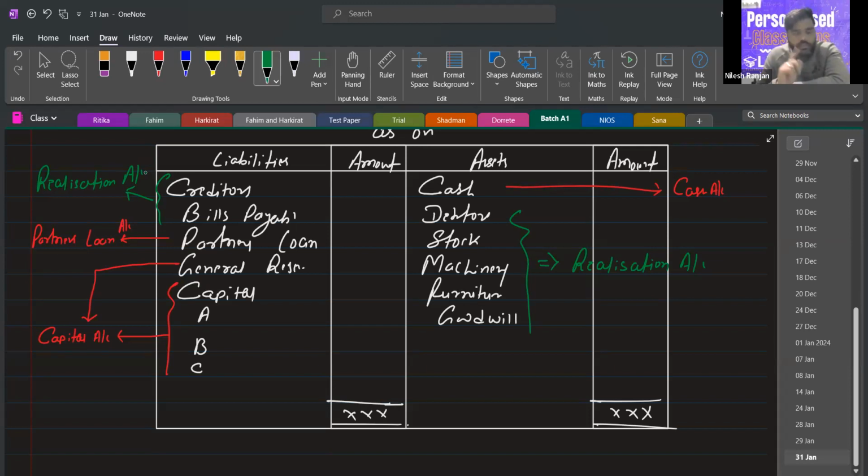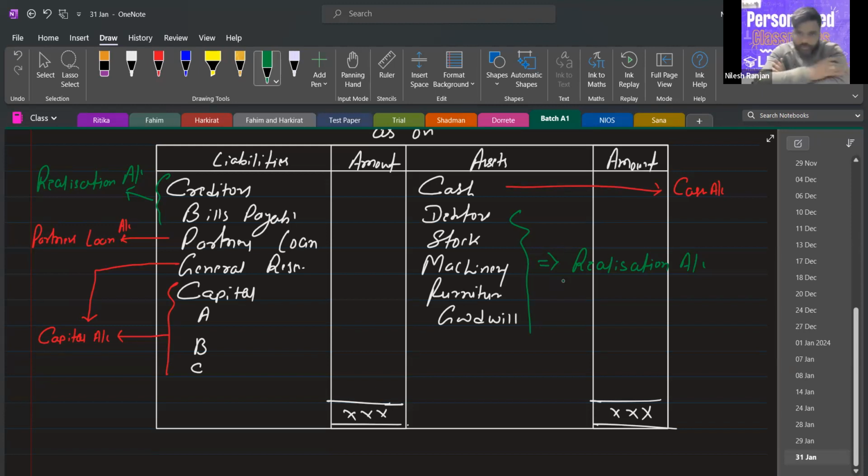So this is the first step. You have to remember, if you leave any one item, then your answer may be incorrect. So that's why you have to clear every item of the balance sheet. For doing this, we have to pass journal entry.